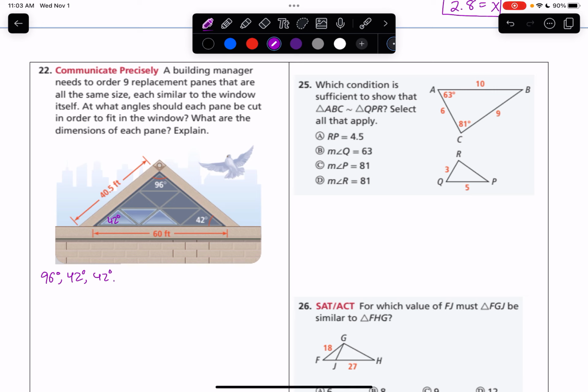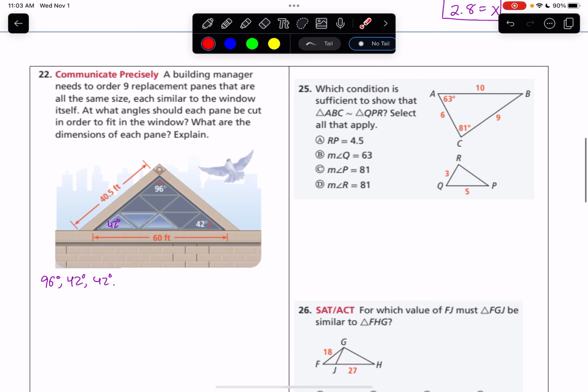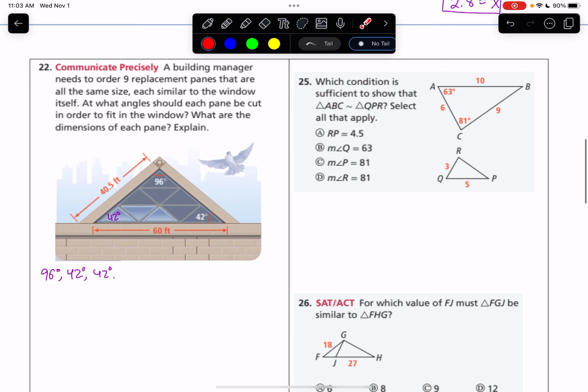Then we say, well, how can we find the dimensions? And when we see this 60 feet long right here, it's divided into 3 congruent pieces of 20, 20, and 20. So I'm dividing by 3 and getting 20, 20, and 20, which means I'm going to divide the other side by 3 as well. 40.5 divided by 3 is 13.5. So 13.5 and 13.5. So let's explain what we did.